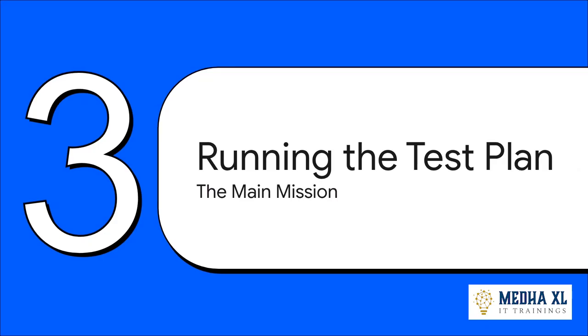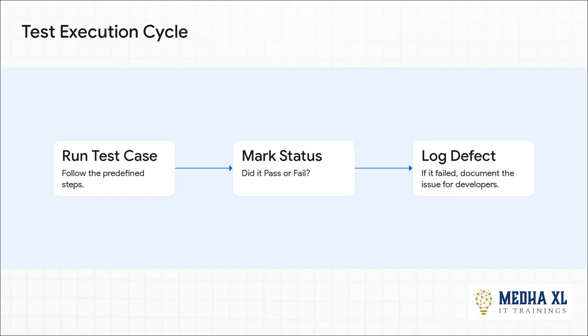All right, the initial checks are clear, the engine's running, now we're ready for the main mission. This is where we systematically go through our full test plan and really get into the nitty-gritty. This right here is the fundamental loop, the bread and butter of a tester's work. First, you run the test case. Just follow the steps. Then you mark its status. Simple. Did it pass or fail?